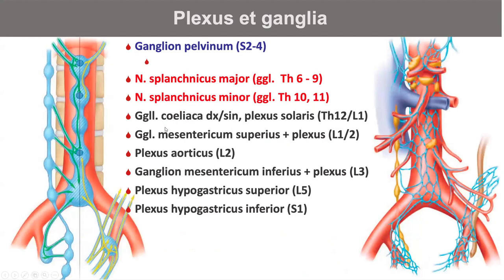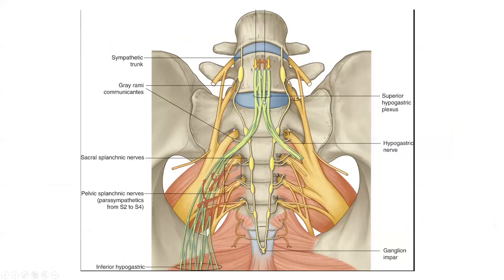And here is the recapitulation of the location of these plexuses: the celiac ganglion or solar plexus at this level, the superior mesenteric ganglion and plexus at the level of L1, L2, the aortic plexus at L2 here, and the inferior mesenteric ganglion and plexus at the level of L3. As we said, the superior hypogastric is at the bifurcation of the aorta, L4, L5, and the inferior hypogastric plexus is at the level of the arising of the internal iliac artery, approximately S1.